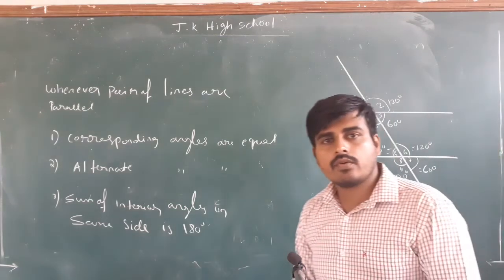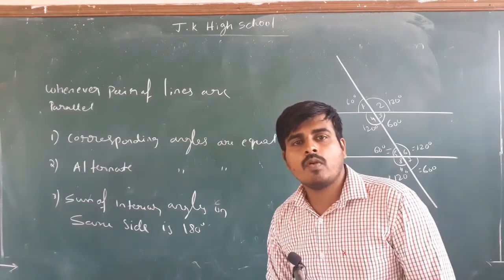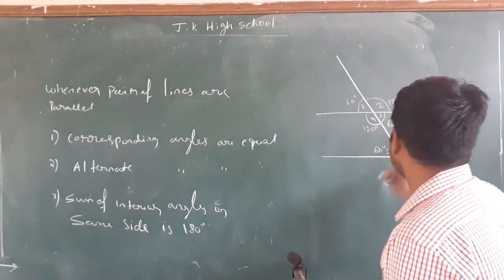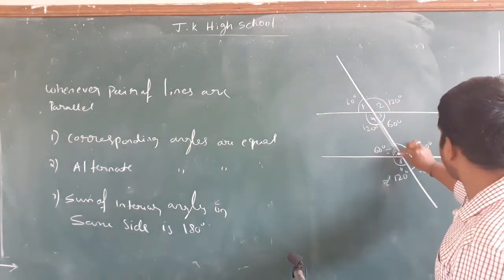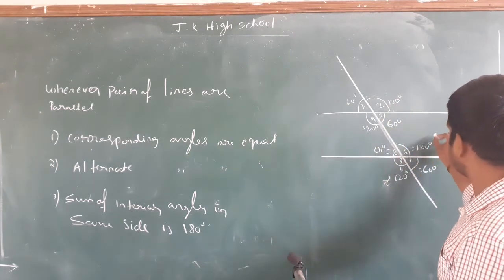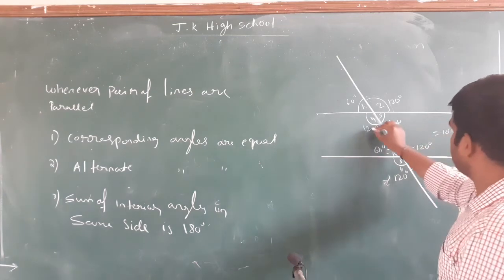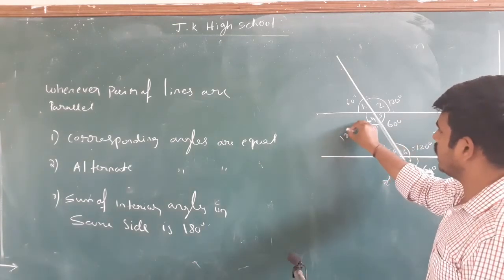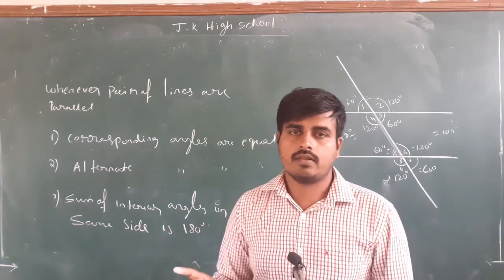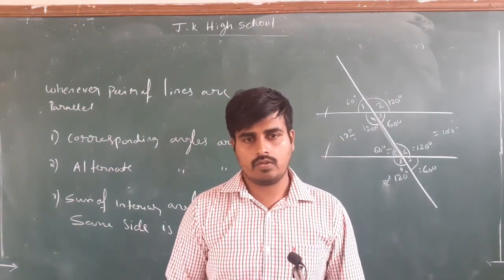To check whether the given pair of lines is parallel or not, the sum of interior angles on the same side of a transversal line must be equal to 180. You check here. Sum of interior angles on the same side of the transversal line: 60 plus 120, 180. 120 plus 60, 180. Therefore, the given pair of lines are parallel. Okay, this is the way how you have to calculate.